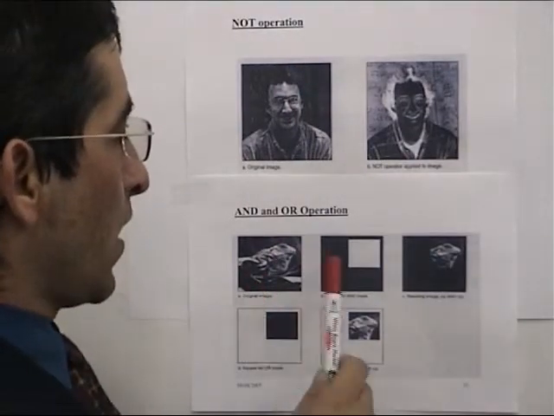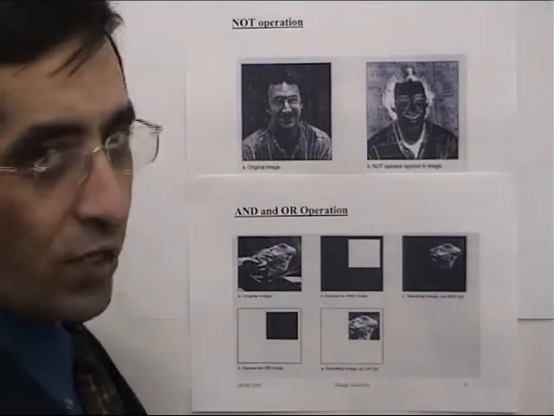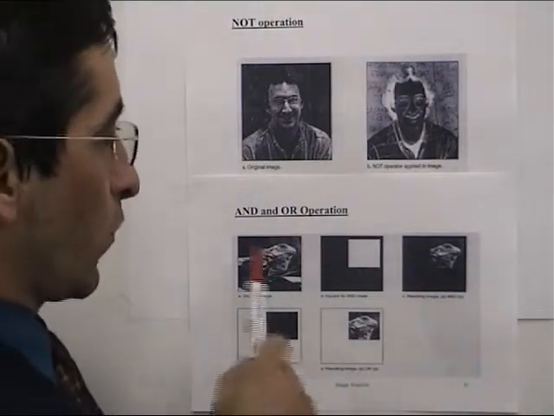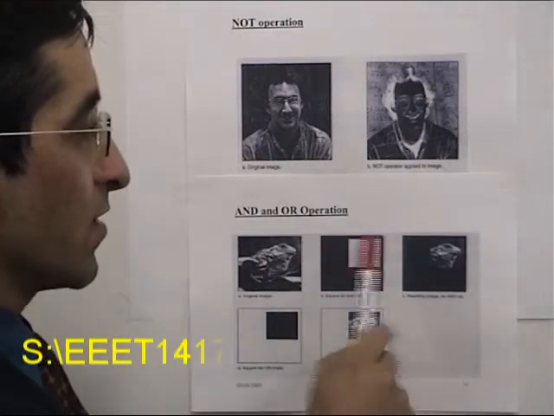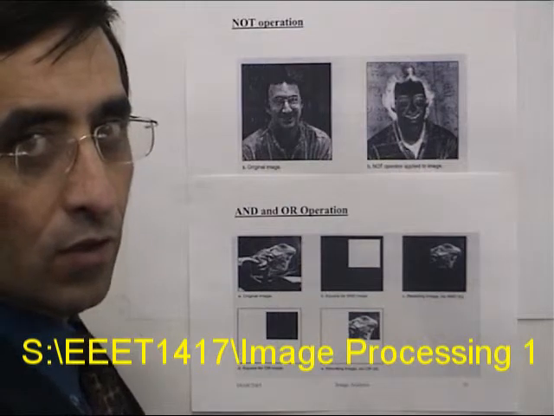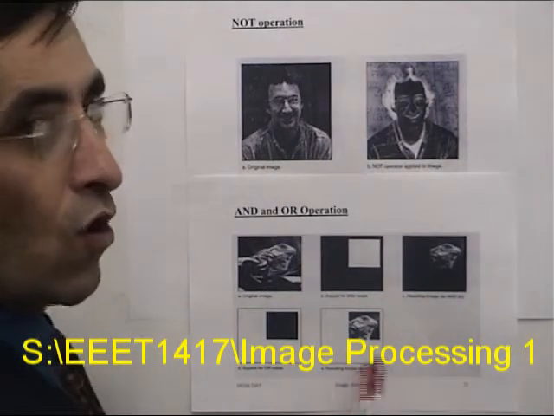Another operation is the AND operation for the purpose of masking. So we've got this frog, we masked it with this mask, we get this. The alternative is the OR operation.